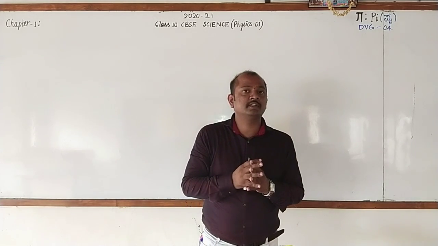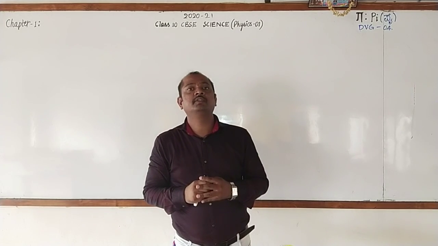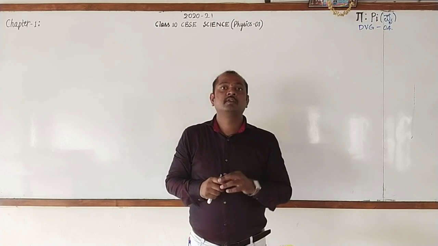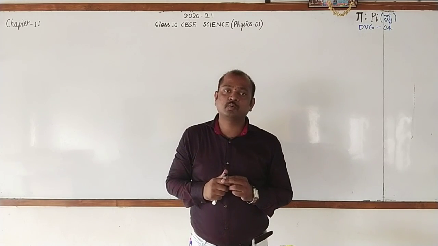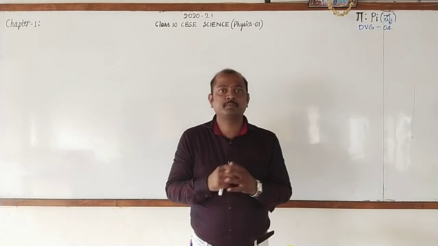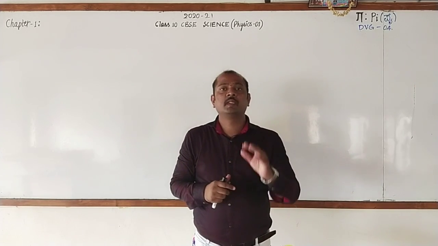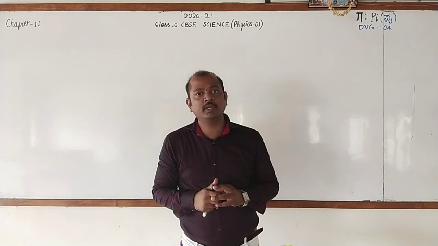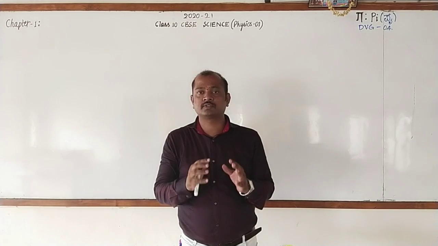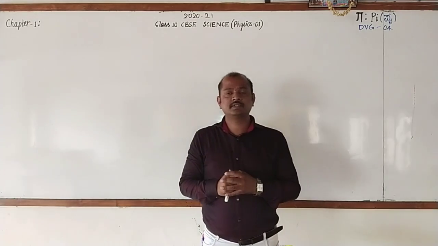Another branch of science, that is biology, also includes very interesting chapters. They are: the very first one is life processes, second one is control and coordination, third one is how do organisms reproduce, fourth one is heredity and evolution, fifth one is our environment, and the last chapter is the management of natural resources. These are the chapters that we are going to learn in this academic year.